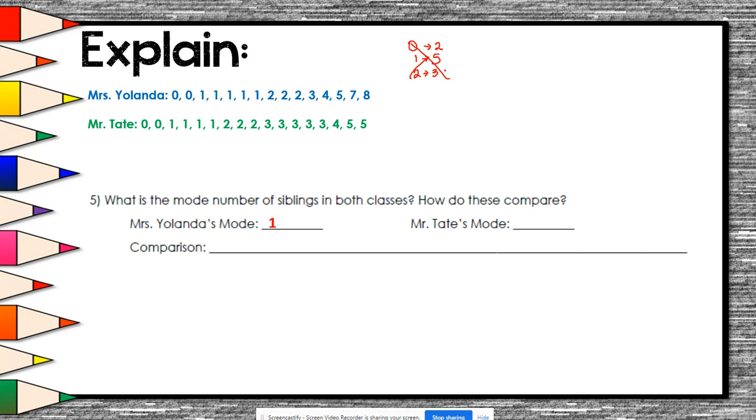For Mr. Tate, you can see that the number 3 occurs the most number of times, so Mr. Tate will have a mode of 3. So when I compare those, Mr. Tate's class has a greater mode than Miss Yolanda's class.